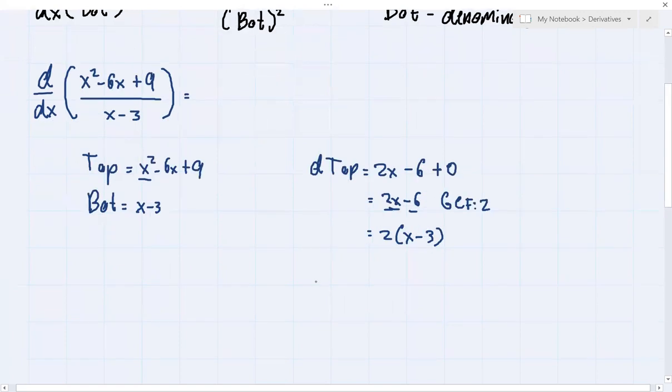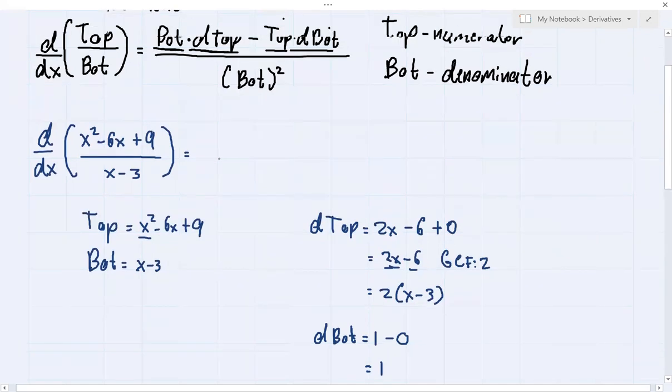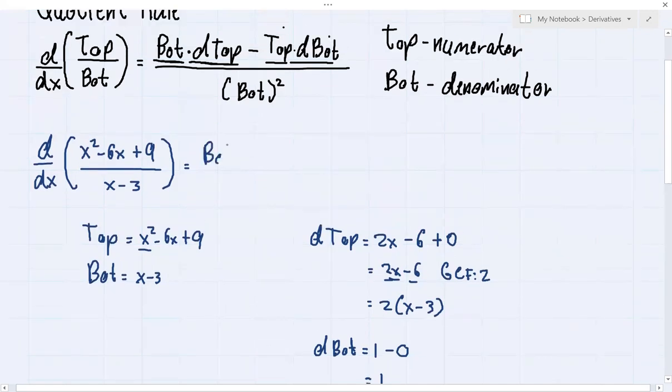That's it. Okay? Now, let's proceed to the d bot or the derivative of the bottom. Anong derivative ng x? That would be 1. The next derivative ng negative 3, that would be just 0. So 1 minus 0 is 1. Now let's substitute it in the formula. So ang formula rito ay bot d top minus top d bot all over the square of the bottom.